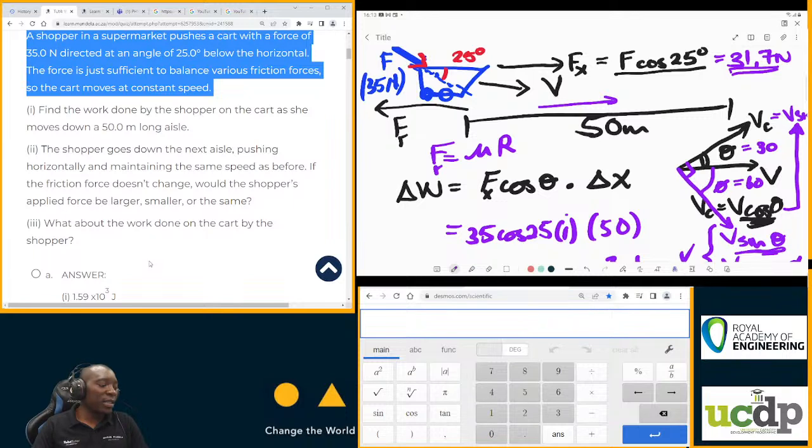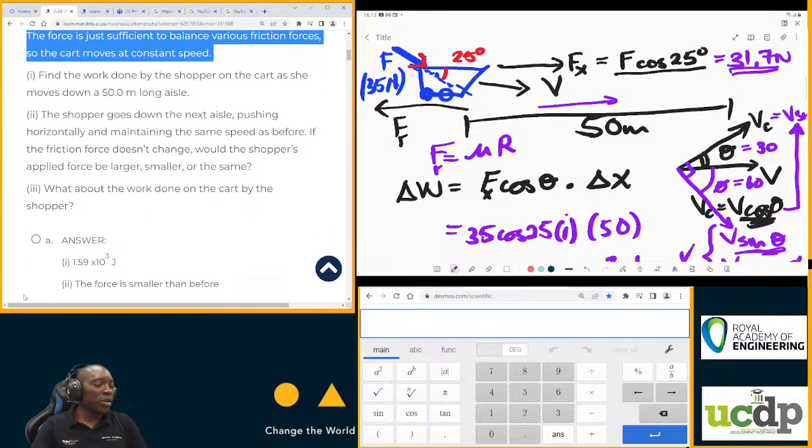So in the first case, some work was being done against friction. Extra work will be done against friction. That's why a greater force was applied there. But in this case, the work done on the cut itself and not on anything else is still the same in both cases. So applying the force at 25 degrees to the horizontal would mean the extra force that you're applying is doing work on something else other than the cut.